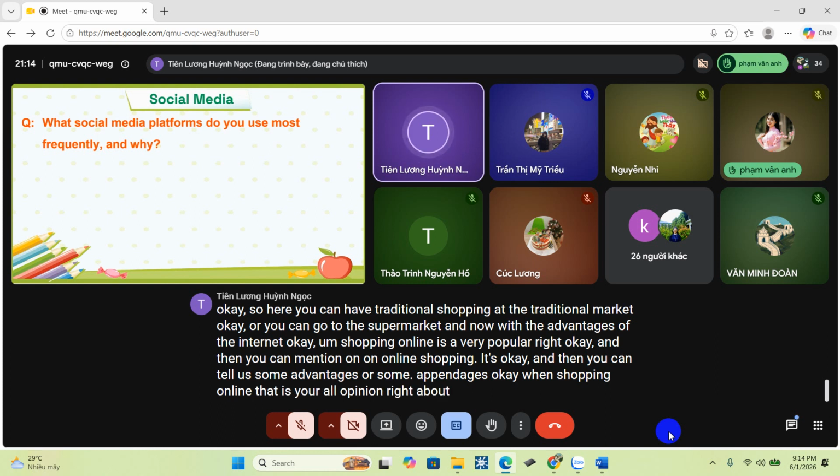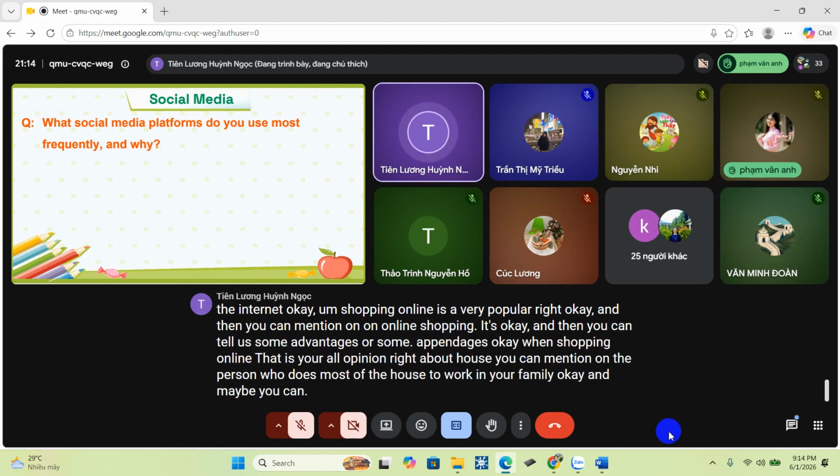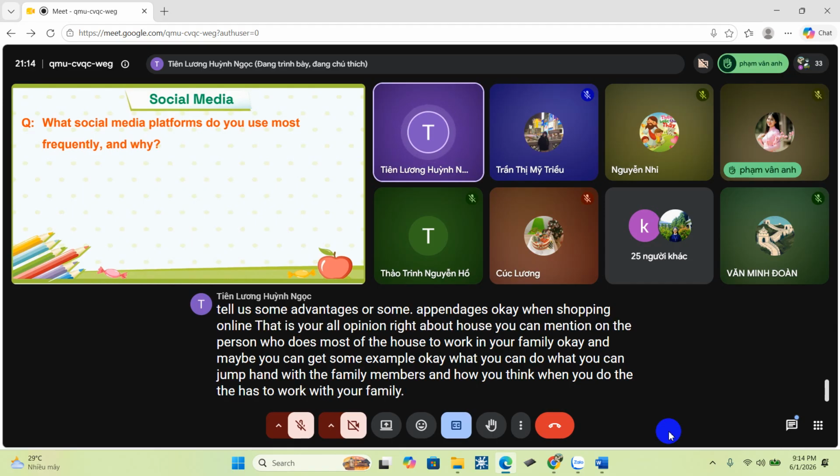About housework, you can mention the person who does most of the housework in your family, and maybe you can give some example of what you can do, how you can join hands with the family members, and what you think when you do the housework with your family. It's my suggestion to answer this question.